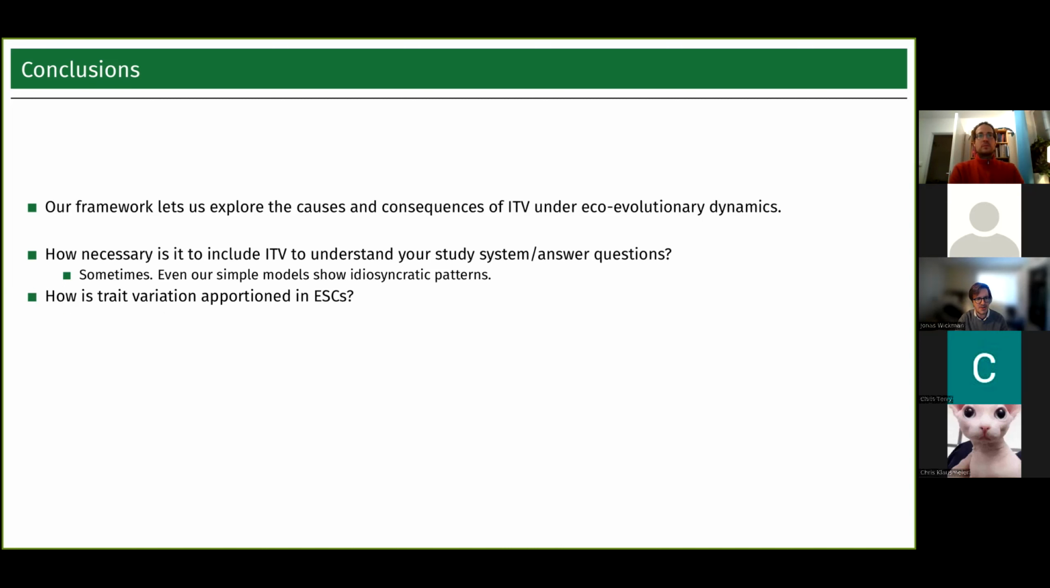Similarly, how is trait variation apportioned in these stable communities? Well, we found cases where we had between-species, within-patch, and between-patch variation, and all of these can be significant.